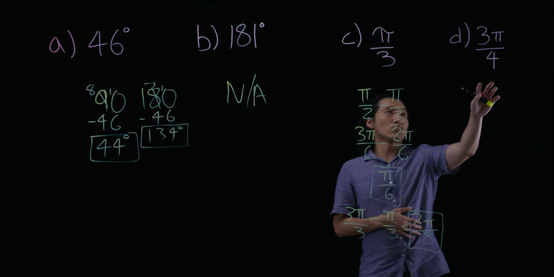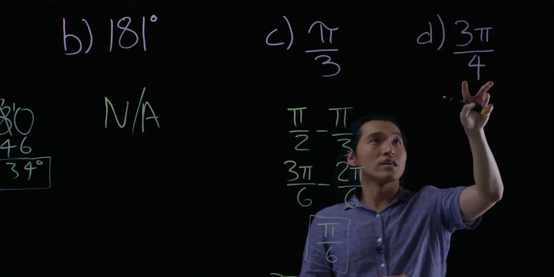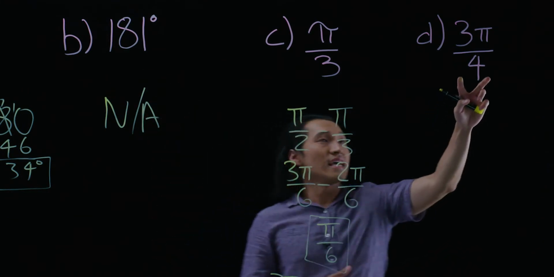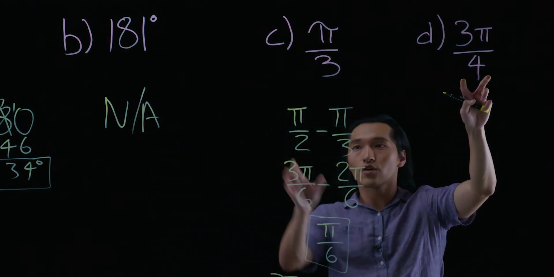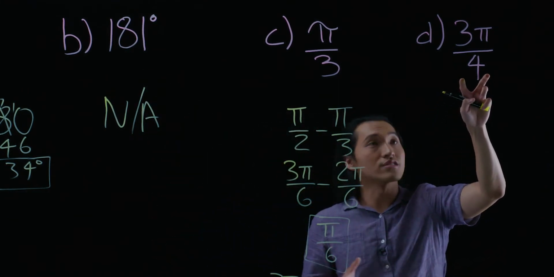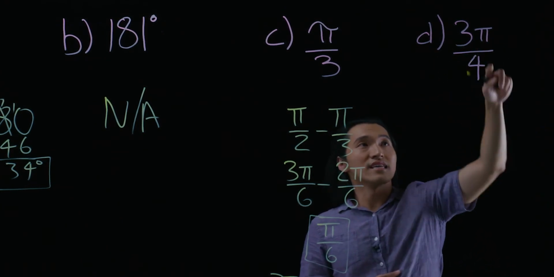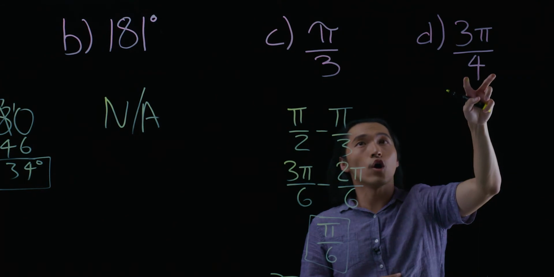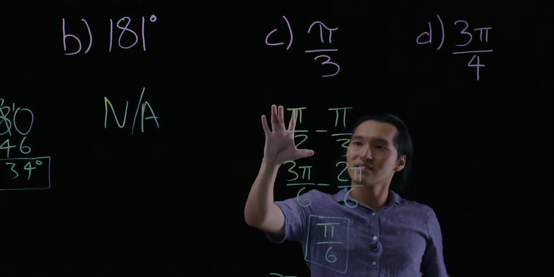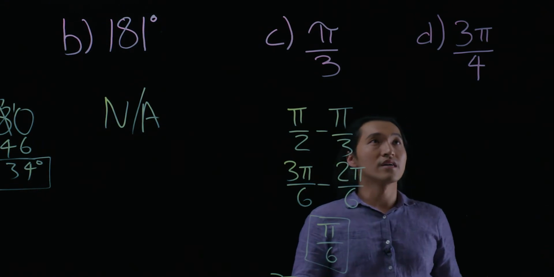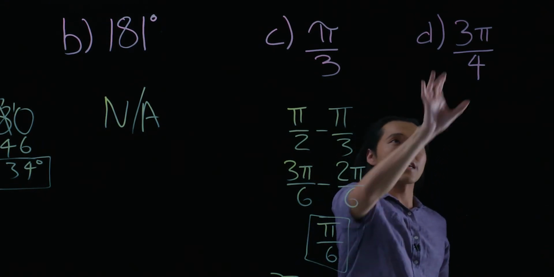Okay? Now let's look at this one. This one's 3 pi over 4. The problem with this, right off the bat, is that just like this one, it's already over pi over 2. It's already over 90 degrees, right? So it's physically impossible for this angle to have a complement because it's already over what needs to add up to pi over 2. So there is no complementary angle, but there is a supplementary angle to this, right?